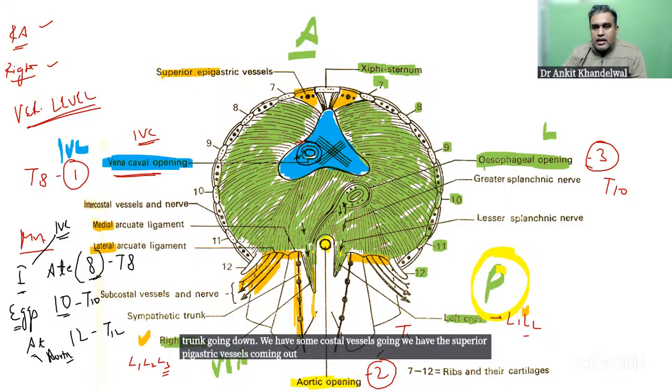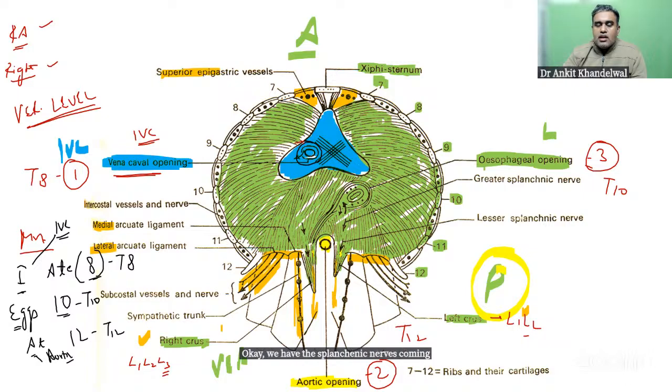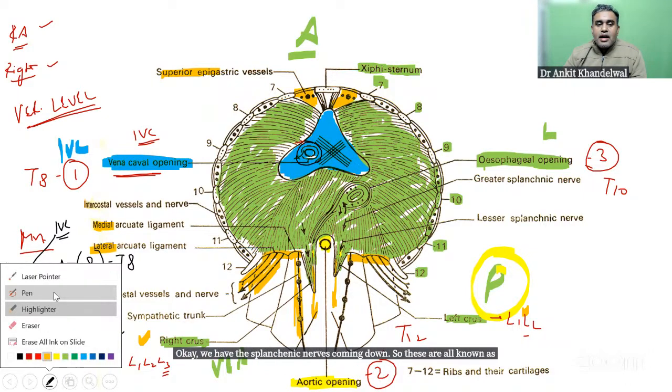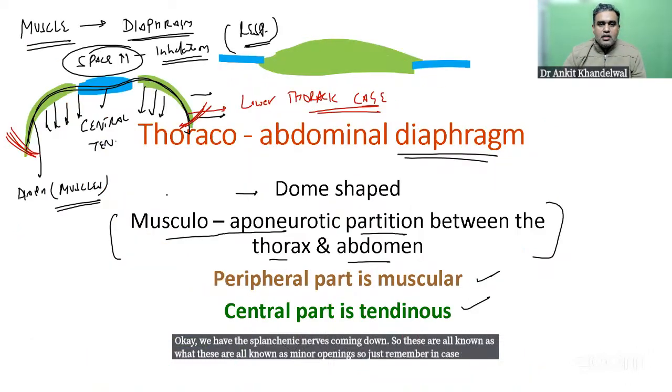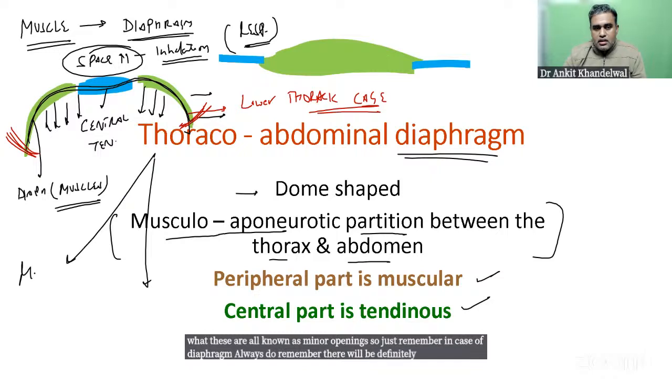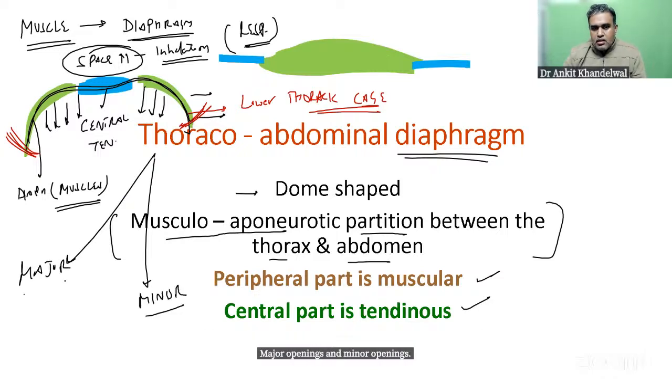Okay, we have the splanchnic nerves coming down. So these are all known as what? These are all known as minor openings. So just remember, in case of diaphragm, you definitely have to write it: major openings and minor openings. For major openings, there are 3: IVC opening, esophageal opening, and aortic opening.